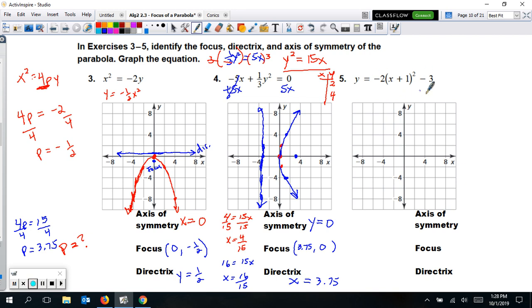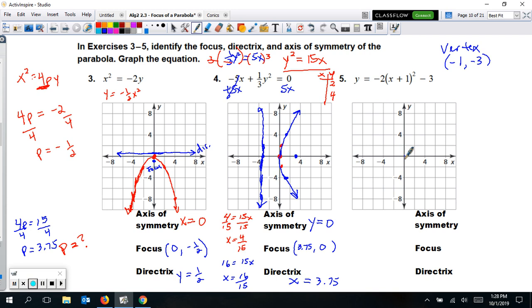Now, number 5, this one looks really familiar to us. That's our vertex form all the way. We can identify the vertex first. This is what you always want to do when you see this form. What is our vertex? Can you see the vertex there? You should be getting pretty good at that. H is what? We're at -1 because it's opposite of what it is. And the K is -3. So let's plot that point.